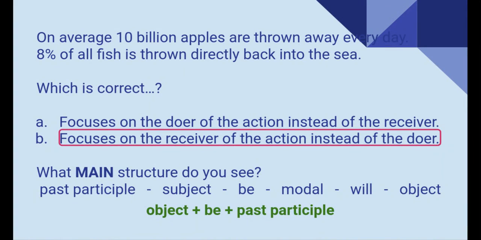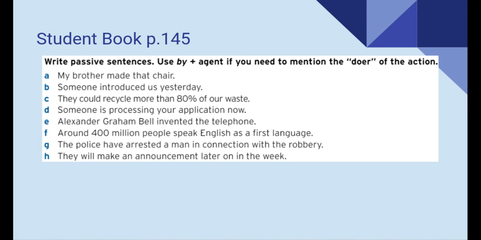Now let's go ahead and practice. Let's go to student book page 145. Here we're going to write passive sentences. We're going to use the word by plus the agent or the doer if you need to mention the doer of the action, if you know it. If it's not mentioned here, we are not going to use it.